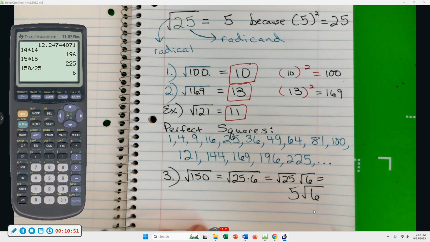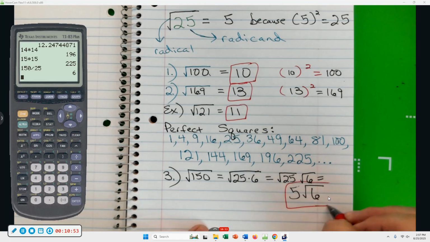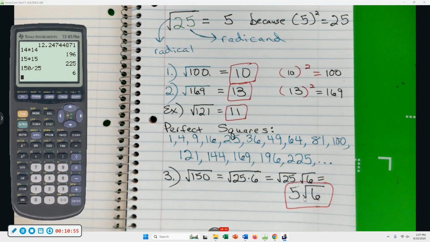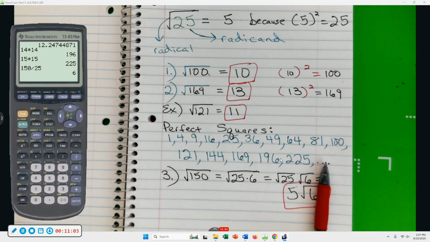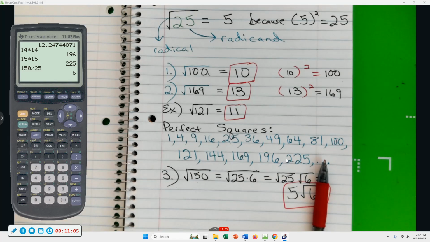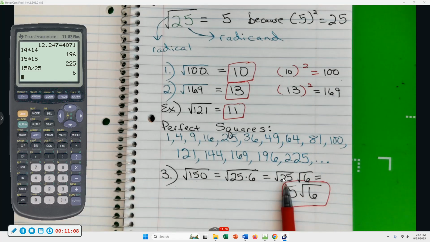When you do the next one, maybe use 2 different colors. Any questions there? If it's not a perfect square, you ask yourself, what's the biggest perfect square that divides evenly into it? You reduce the perfect square. You leave the other number underneath the radical.